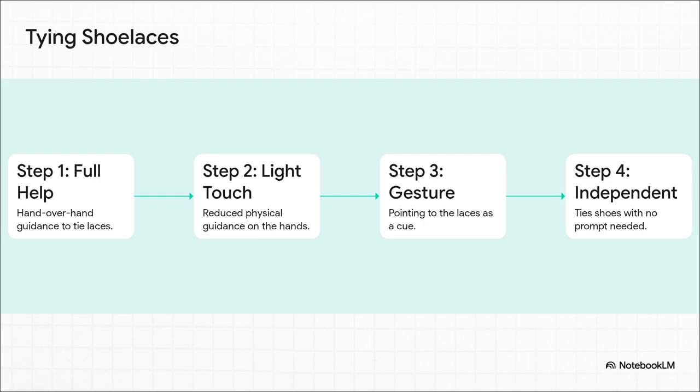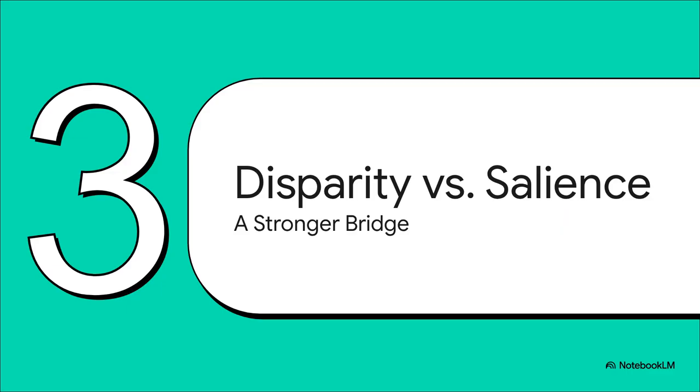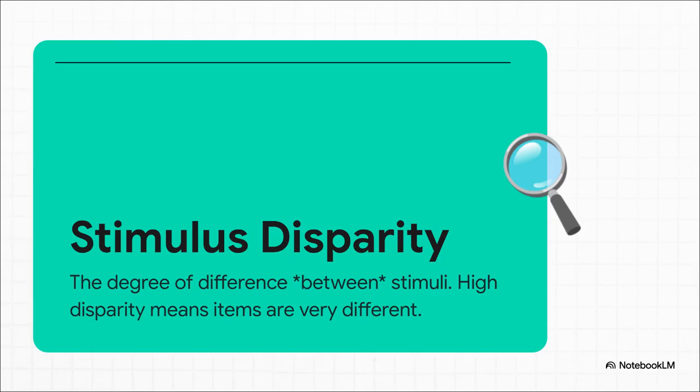It's so cool. Now, to get really good at this, to build a super strong bridge, experts look at two critical variables that can make or break the process. They are disparity and salience. Okay, first up is disparity. All this means is how different the choices are from each other. If the items are totally different, that's high disparity. If they look a lot alike, that's low disparity. Simple as that.